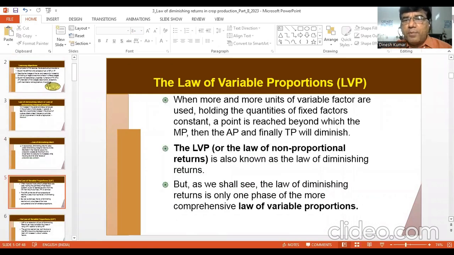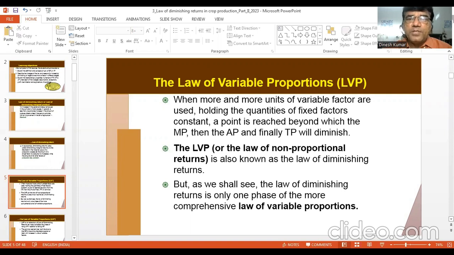Now, law of variable proportion. Here, I just wish to say that the law of variable proportion and law of diminishing return are almost the same with very minor or very cosmetic differences. So see how this law of variable proportion is defined.